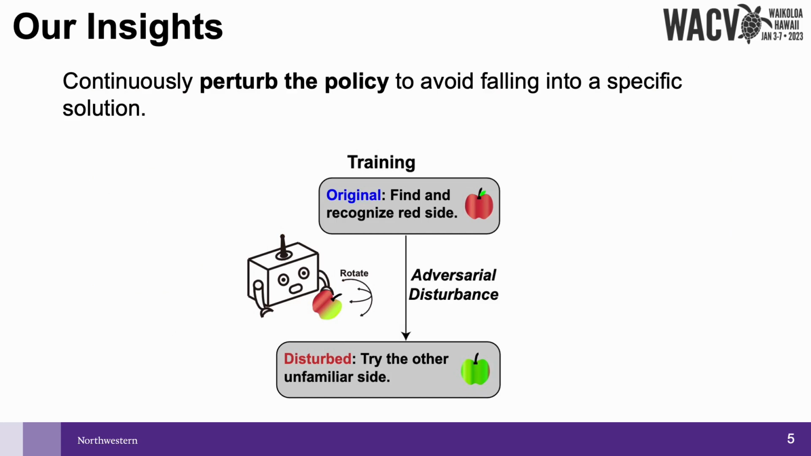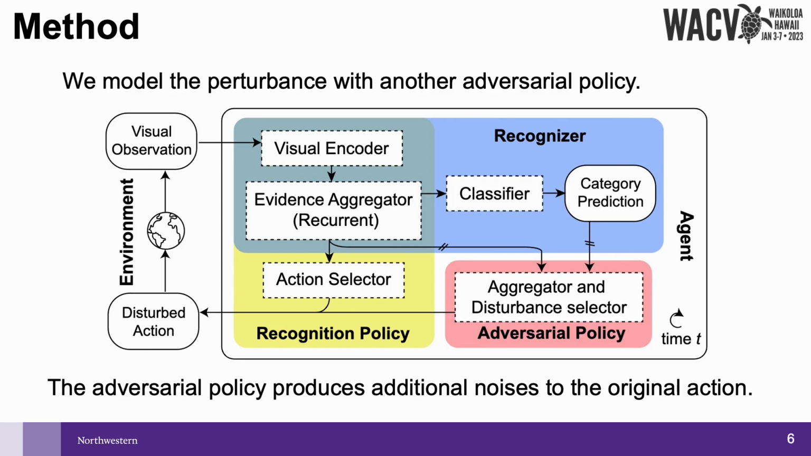Our insight is straightforward. We could continuously perturb the policy during training to avoid the agent from falling into a specific solution. For better perturbations, we model it with another adversarial policy. The adversarial policy, on the other hand, is rewarded when the agent fails to recognize the target object. During training, the adversarial policy would intelligently choose challenging views for the recognition. In other words, the recognizer and the major policy could be more thoroughly trained.